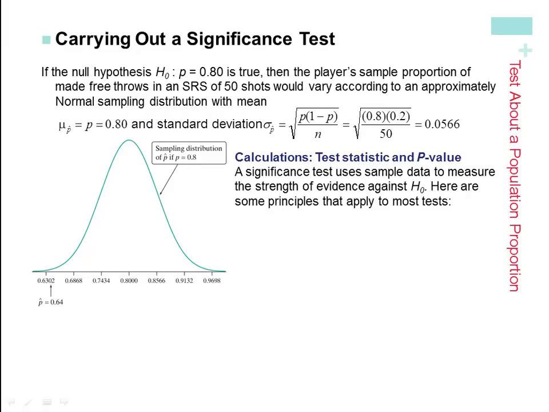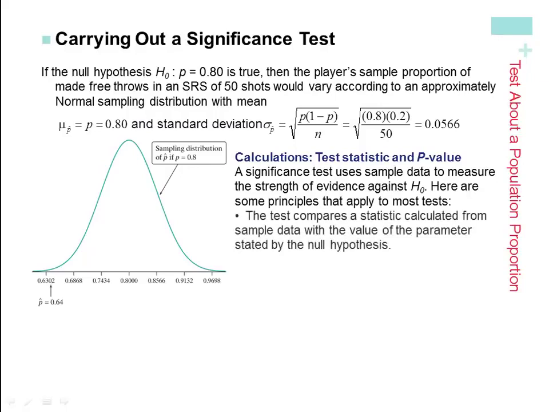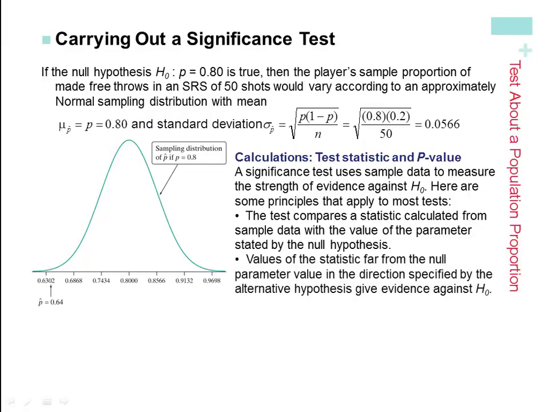Here are some principles that apply to most tests. First, the test compares a statistic calculated from sample data with a value of the parameter stated by the null hypothesis. Values of a statistic far away from the null parameter in the direction specified by the alternative will give evidence against the null hypothesis. And therefore, the farther away, the more likely you are to reject the null hypothesis.